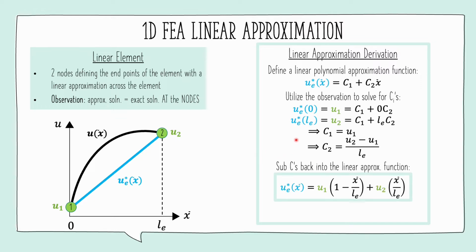And then finally, you substitute these C's back into our definition of our linear polynomial approximation function, and we end up with a final approximation function that looks like the following. So this approximation function defines this linear element or this linear approximation between our nodes. Now, if you look at the form of this approximation function, you'll notice that we have our exact solution at node 1 times a function plus our exact solution at node 2 times a function. And so these two functions have a special name. They're actually called our interpolation functions. We are going to take the next couple of slides to really dig into what these interpolation functions mean from a visual standpoint.